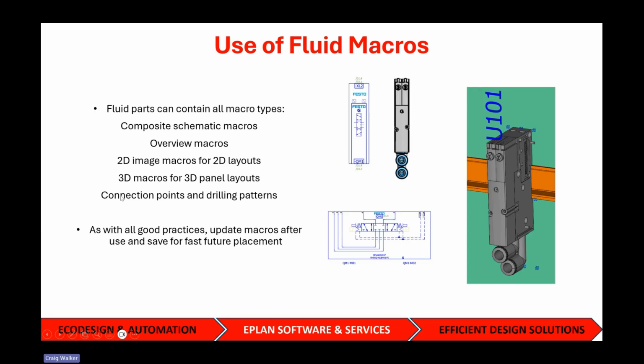You can also have connection points and drilling patterns. Connection points obviously allowing for the routing of tubes and hydraulic hoses. And the drilling patterns, if it was mounting directly onto a mounting panel, they can carry through to go to the automatic production levels of ProPanel. As I said earlier, with all good practices, it's better to update the macro after use. So once you've used it, you've cleaned it up the way you want it, and then save it for fast future placement. So you're not reworking a macro, and it's good to use for future fluid stuff.